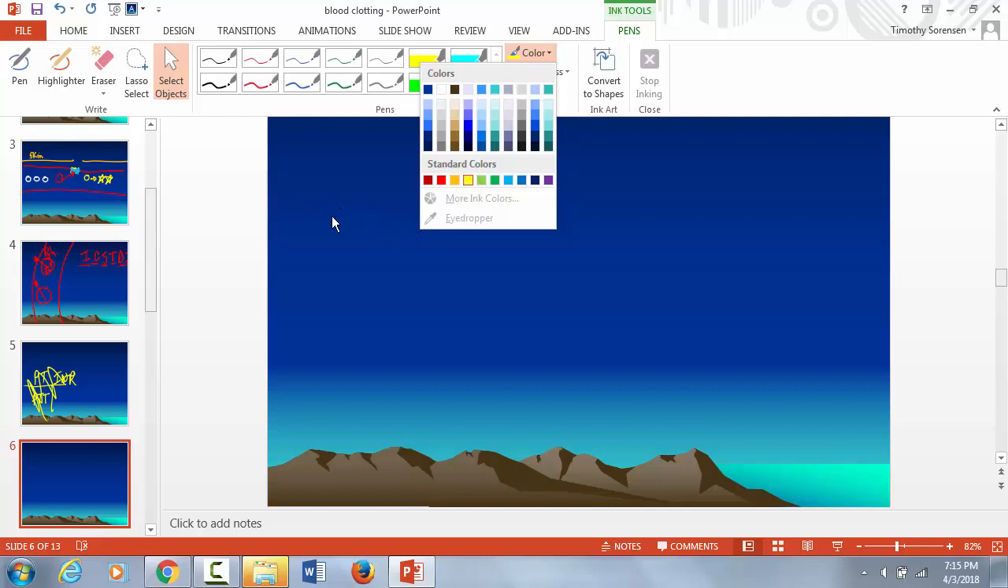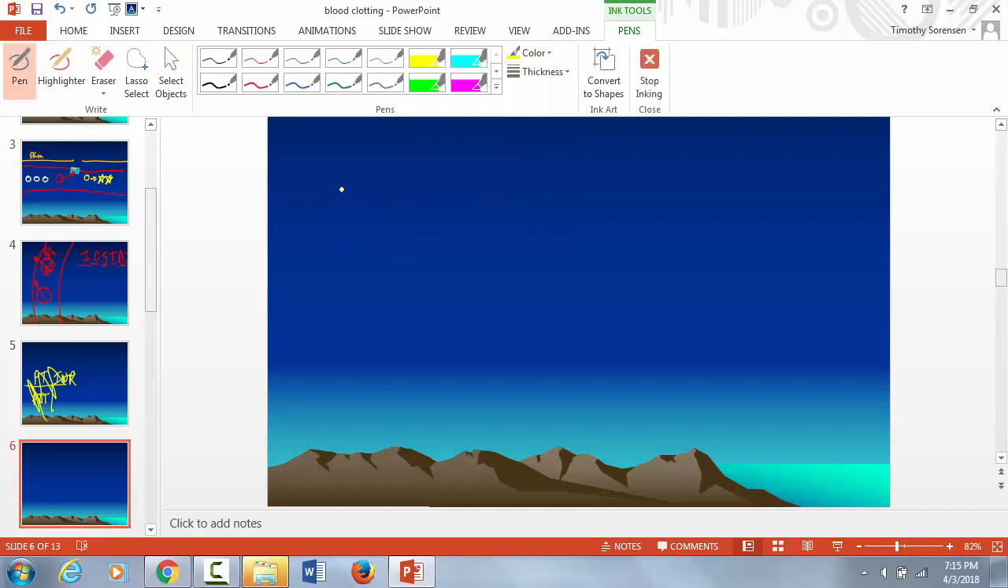International Normalization Ratio. So what they do is they take the patient's measured pro time.